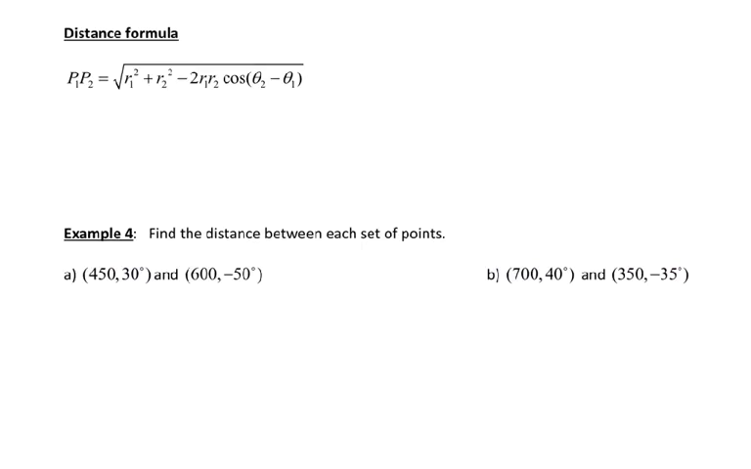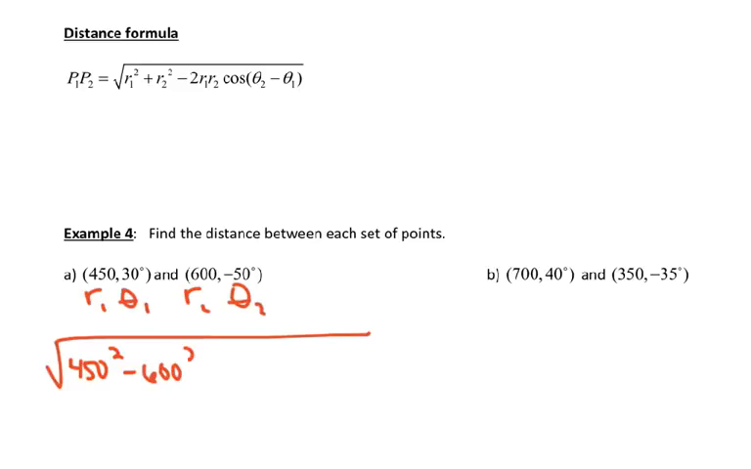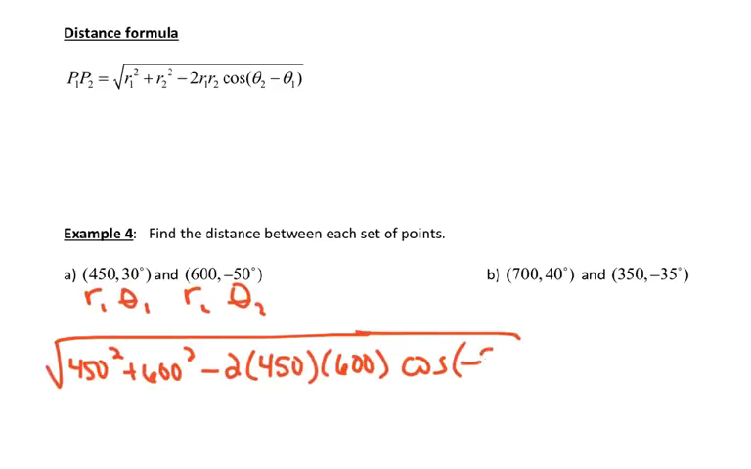So in problem 4, I want to find the distance between each set of points. Now I really don't need to draw it unless you really want to. How about we call this R1 theta 1 and we'll call this R2 theta 2. So the distance between them is going to be the square root of the first radius squared plus the second radius squared minus 2 times the first radius times the second radius times the cosine of the angle between them, and negative 50 minus 30 is negative 80.